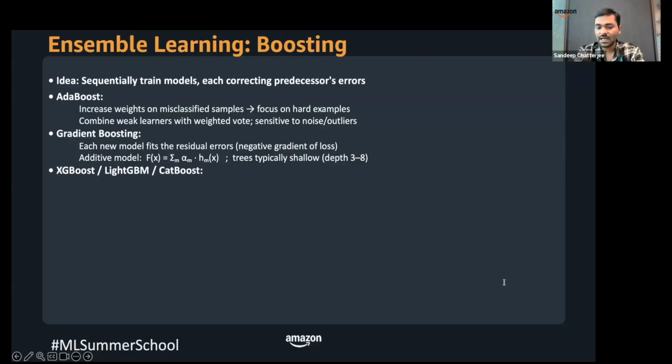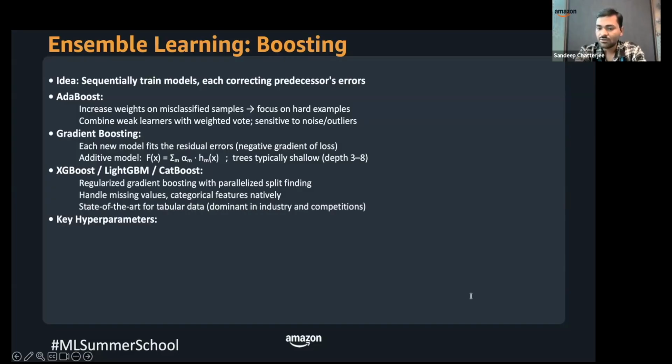XGBoost, LightGBM, CatBoost, they're heavily optimized, state-of-the-art implementations of gradient boosting. So why are they so dominant? Because they are incredibly fast. They parallelize the way they find splits, unlike the previous algorithms. Here you have to be careful while tuning them.